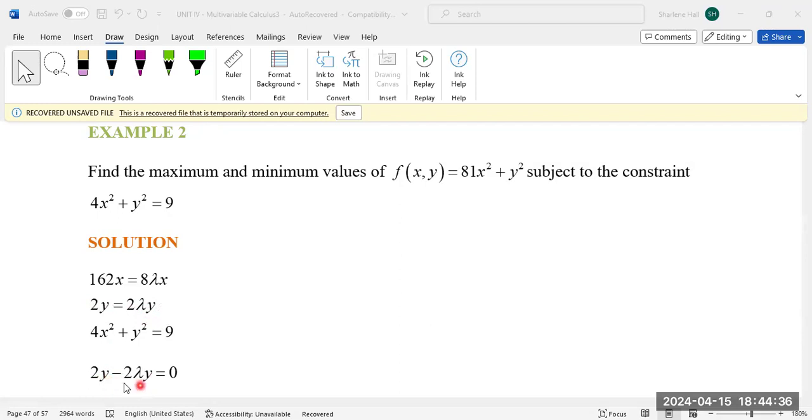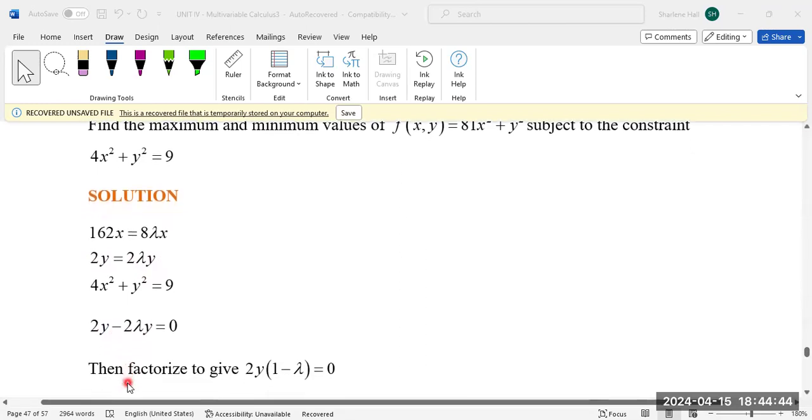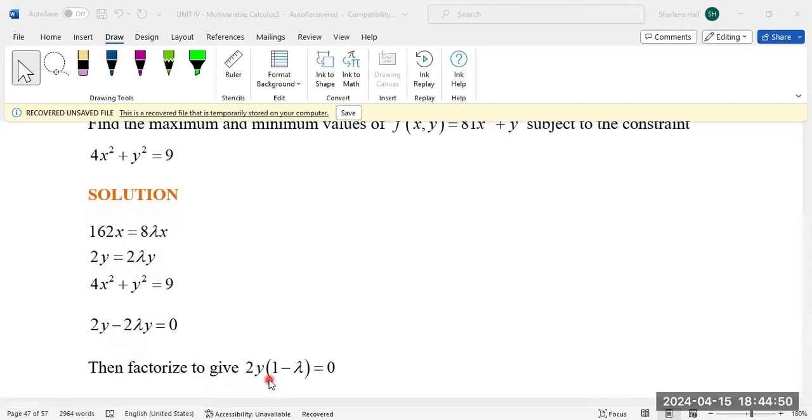And now you can factor out the y because you want y to be the subject. So you can have y times (2 minus 2 lambda). Or what you can do is factor out the 2y, since the 2y is common. Look at that, the 2y is common to both. You have 2y minus 2 lambda y, so you're factoring out the 2y.